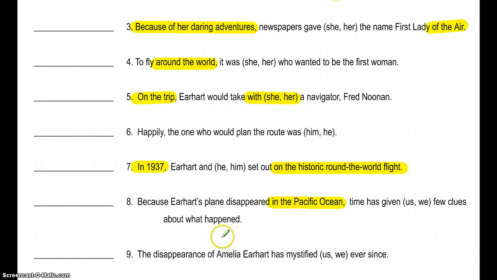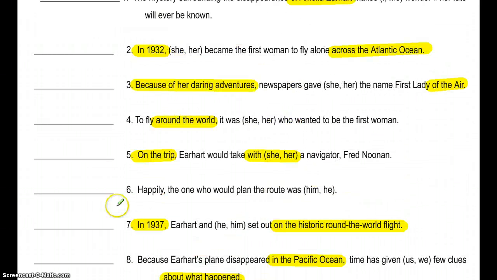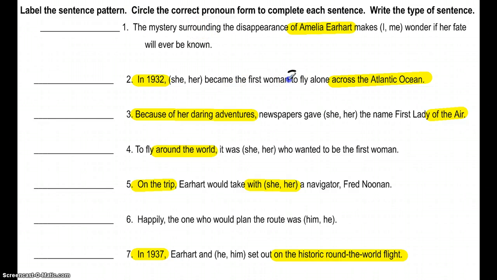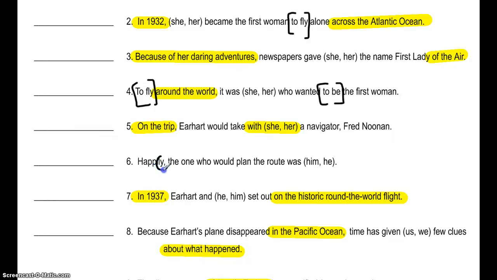In the Pacific Ocean, about what happened, of Amelia Earhart, after Earhart's death, of she or her. Alright, so now I'll go back and do my infinitives, because there were quite a few. To fly, to plus a verb, to fly again, to be is a verb. I notice that I have an "ly" here. That's going to tell me I have an adverb.